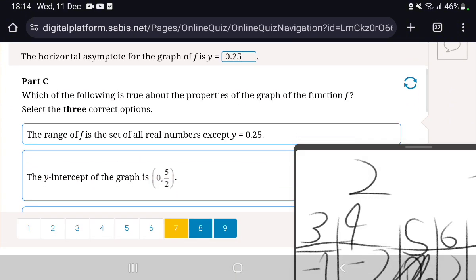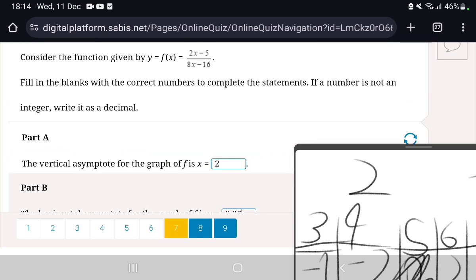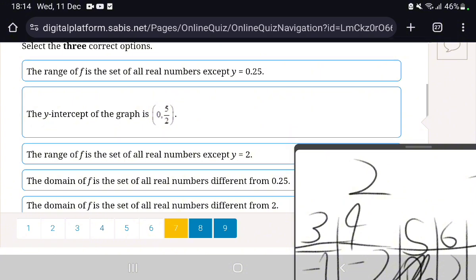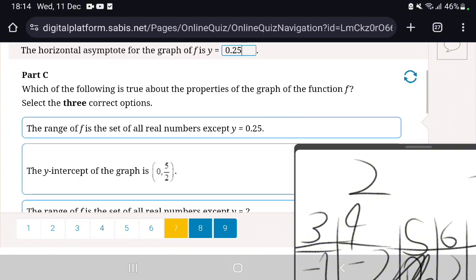And then about the properties, okay. What? Huh? Okay, anyway.